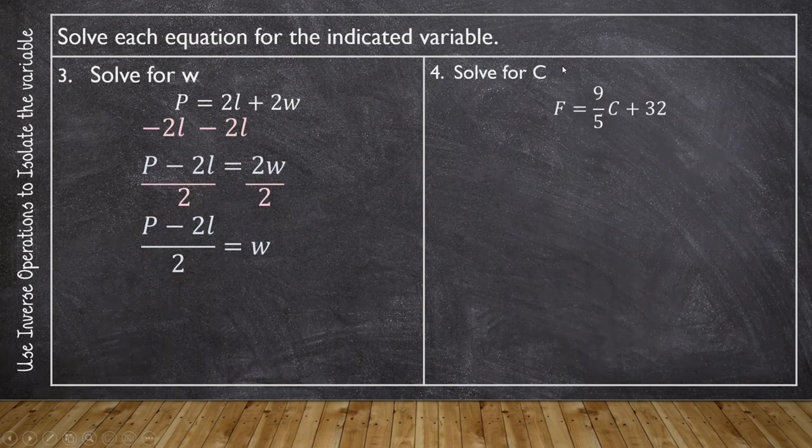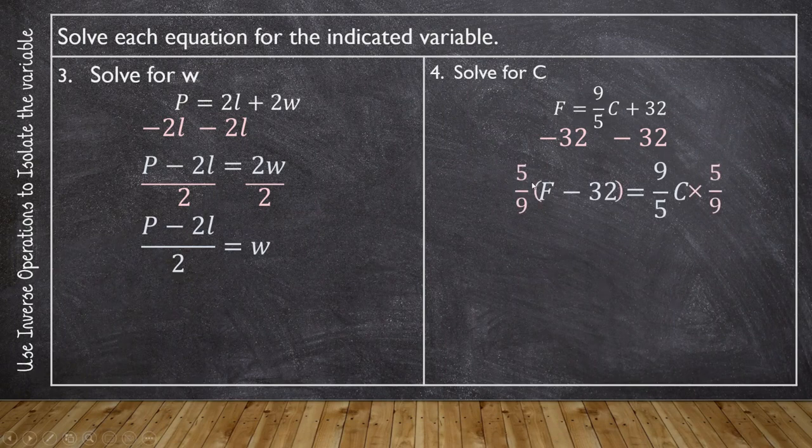Number 4, asking us to solve for c. So we want to first get rid of this plus 32 that's with the c. So I'm going to subtract 32. So on the left, we have f minus 32. Over here, 9/5 times c. So c is being multiplied by 9/5. The inverse operation is to multiply by the reciprocal. So we've got to make sure we multiply all of both sides by 5/9. So we do have to put parentheses around the f minus 32. On the right-hand side, 9/5 times 5/9, those cancel each other out. So we get c by itself. And then this is our final answer.